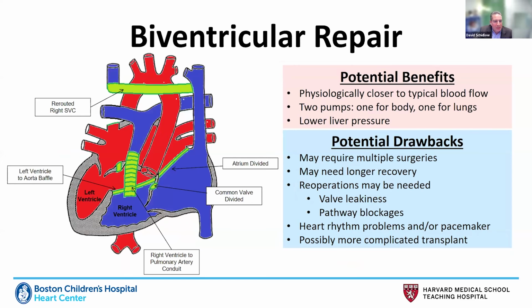In contrast, for a biventricular repair, again, the goal here is to have one pump pumping to the body and another pump pumping into the lungs. This is more physiologic. It's closer to the usual blood flow. And we have the two pumps. Potentially, there's lower liver pressure. What are the potential drawbacks? Well, this may require multiple surgeries. It may be a longer recovery. Reoperations may be needed, and we can run into heart problems here. And if we ever need to think about transplant, it could conceivably be more complicated.